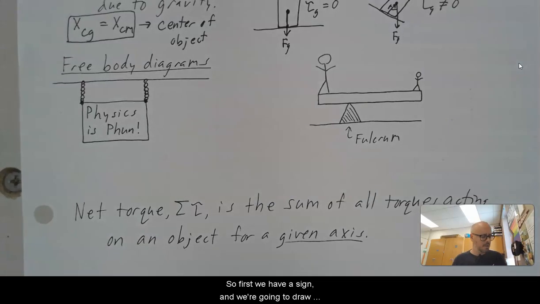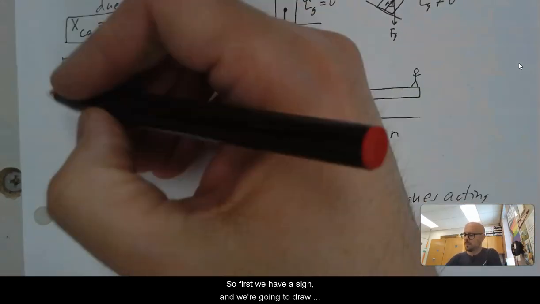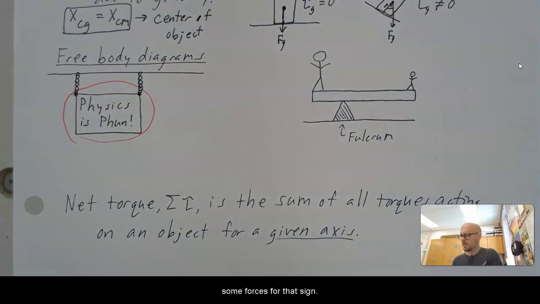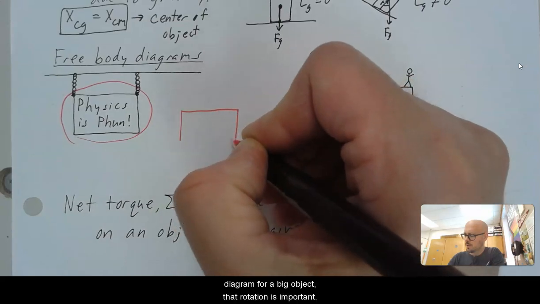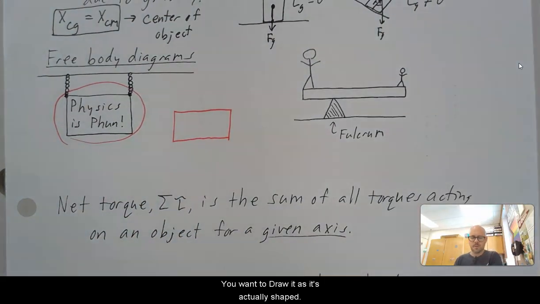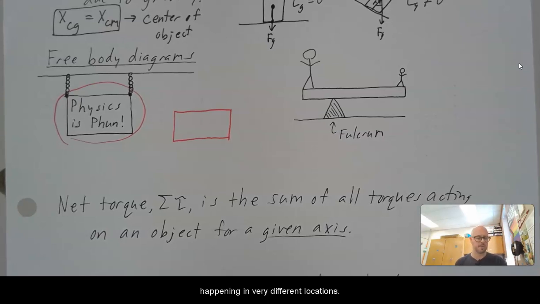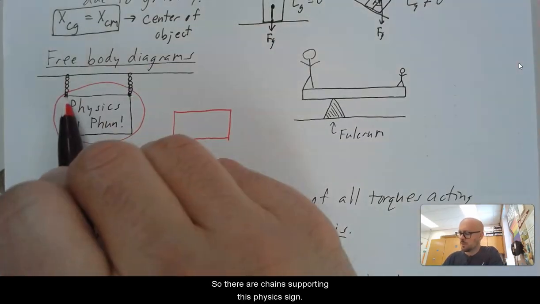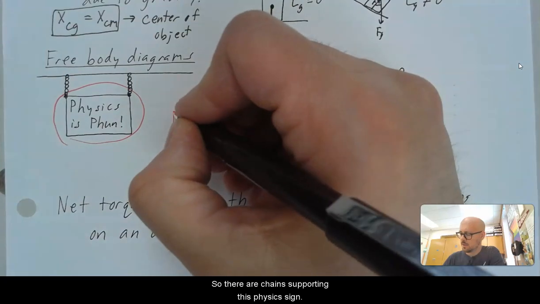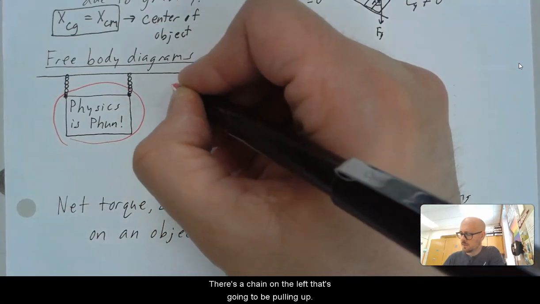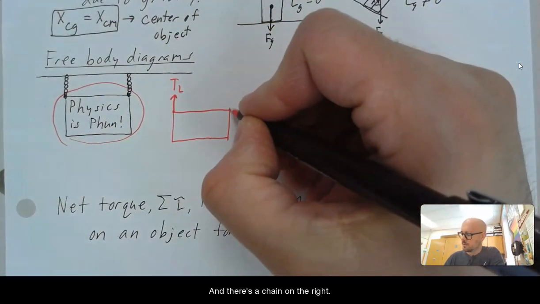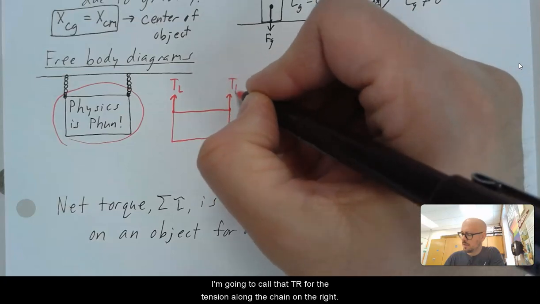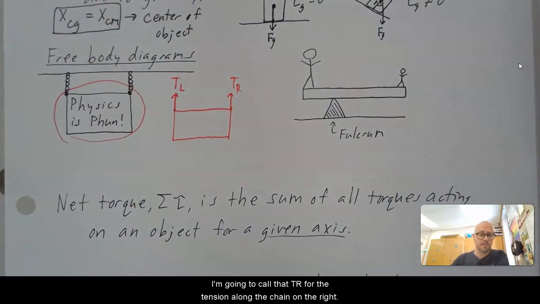So first we have a sign, and we're going to draw some forces for that sign. When you're drawing a free body diagram or a force diagram for a big object, that rotation is important. You want to draw it as it's actually shaped. You don't want to draw it as a dot because the forces are happening in very different locations. So there are chains supporting this physics sign. There's a chain on the left that's going to be pulling up. I'm going to call that TL, or the tension along the left chain. And there's a chain on the right. I'm going to call that TR, for the tension along the chain on the right.